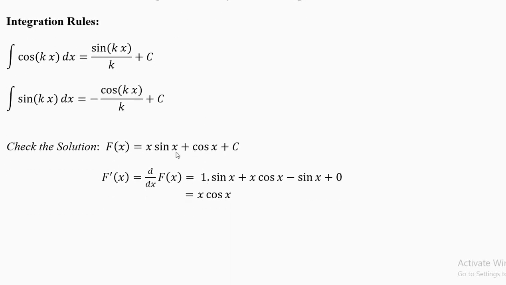Now check your answer, x sine x plus cos x plus c. That is your capital F. You'll get 1 into sine x plus x. Derivative of sine x is cos x. Cos x derivative is minus sine x. This will cancel with this. You'll be left with x cos x. It is very important to check the answer by differentiation.